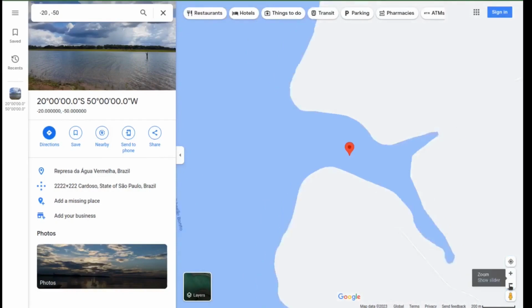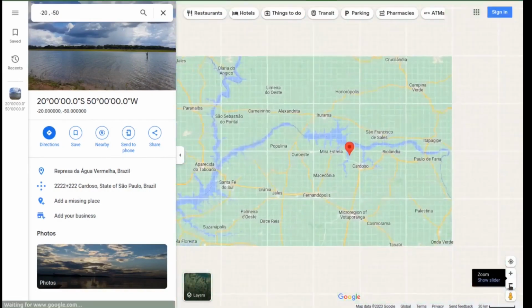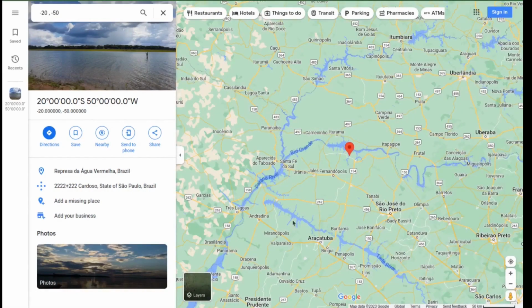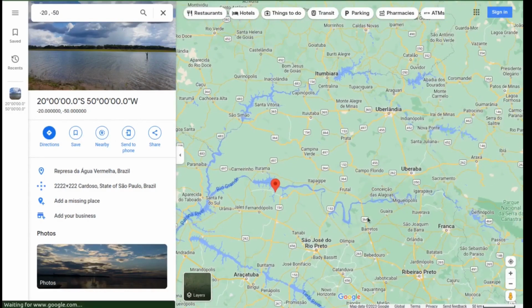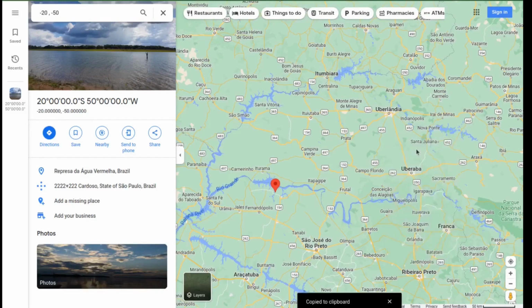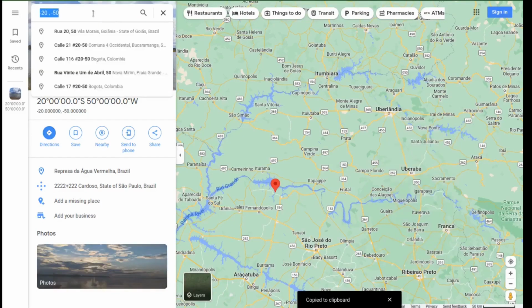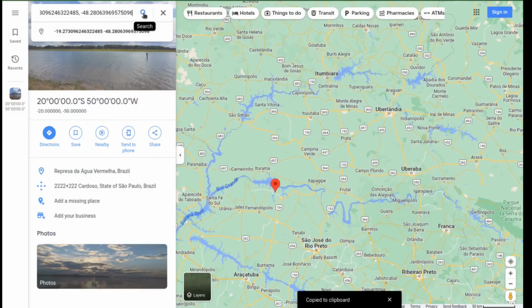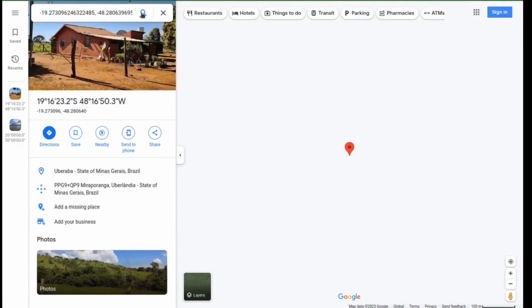Let me show you a more detailed coordinate. Alright, now we are here. But if I right click here, we can obtain the location. You can see that we have a detailed coordinate, latitude and longitude. Click on it and it will be copied to the clipboard and paste it here. You see that? It's very long. Alright, here we are at this location.